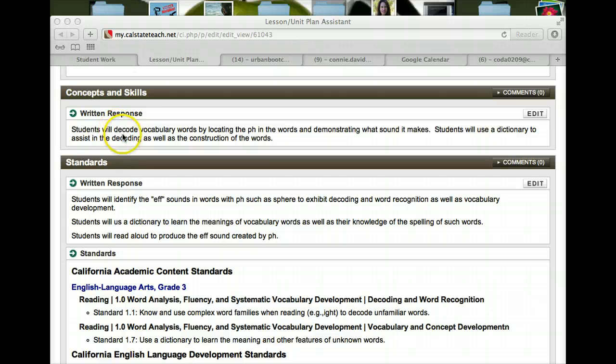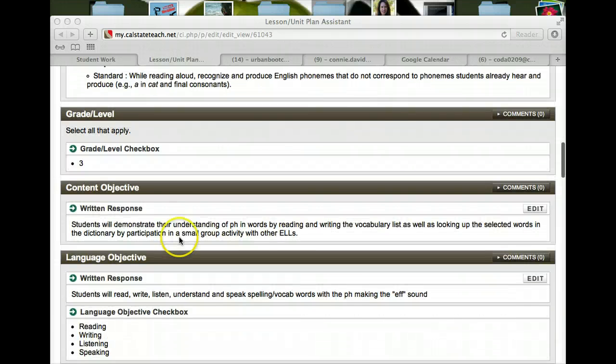Oh, here it is. Students will decode vocabulary words by locating the words and then saying them. And they will use a dictionary in order to assist with this decoding. Down here, it doesn't say anything about decoding. So if they're going to decode, you have to put that down here. So they're going to demonstrate understanding of the PH in the words that they're going to read. I don't know what the words are, so you need to say "given a list of words." This is unclear. I'm not exactly sure how you are going to measure that they did this.